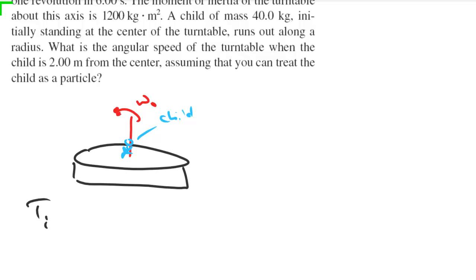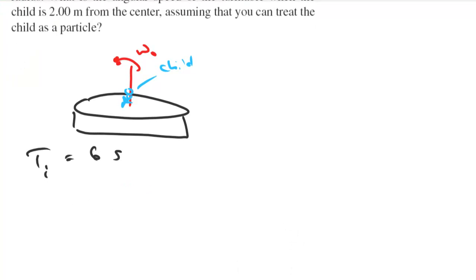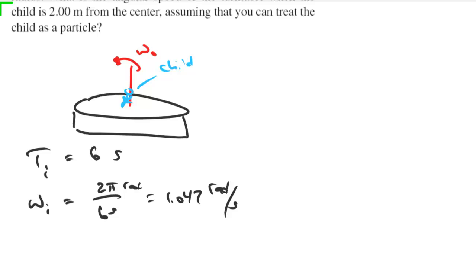So our initial period is 6 seconds, and this would lead us to the initial angular speed, depending on the direction. I put it here in a positive direction. This would be 2 pi radians in 6 seconds. So this is 1.047 radians per second, or pi over 3 radians per second.